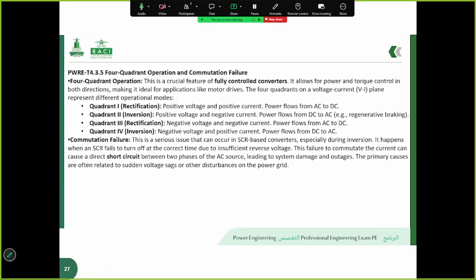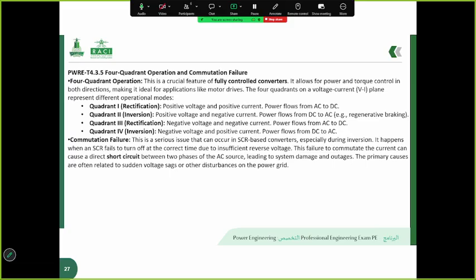Okay, this slide covers two advanced concepts critical to understanding the performance and limitations of fully controlled converters. First, four quadrant operation is a unique and powerful capability of fully controlled rectifiers. It allows them to control not only the magnitude but also the direction of power flow, making them ideal for applications that require dynamic control of both voltage and current. These four operational modes are defined by the sign of the output voltage and current on a VI plane.